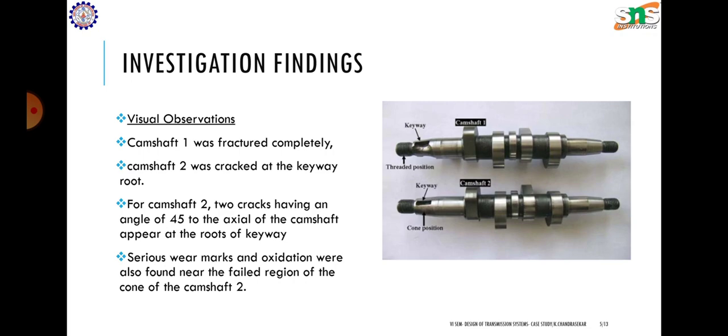The serious wear marks and oxidations were also found near the failed region of the cone of camshaft 2. By the visual examination, two cracks were found at a 45 degree angle to the axial of the camshaft, located near the roots of the keyway, that is, at the region below the keyway.